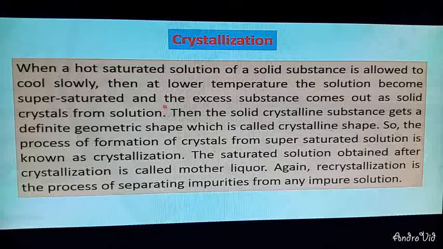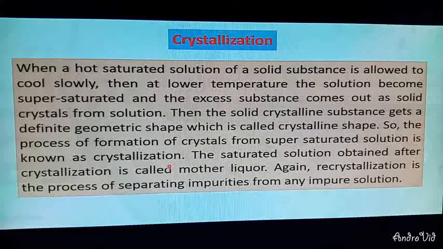As at lower temperature the solution becomes supersaturated, there must be excess substance that comes out as solid crystal from the solution. After the solution becomes supersaturated, the excess substance comes out as a solid crystal. Then the solid crystalline substance gets a definite geometric shape, which is called crystalline shape. The process of forming crystal from supersaturated solution is known as crystallization.